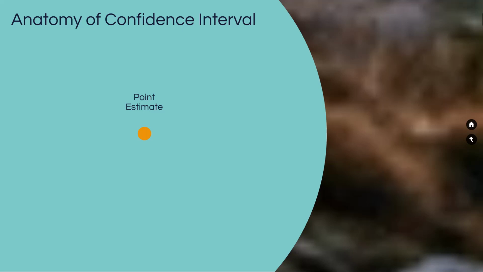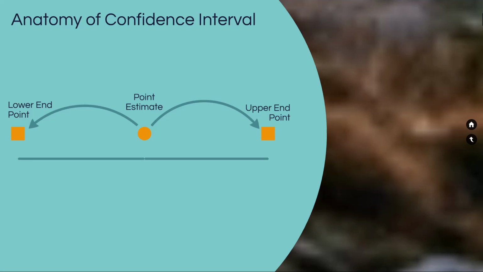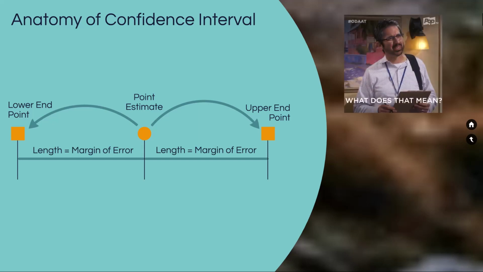So what we do is we compute two numbers, one larger and one smaller than our point estimate, to form the upper and lower endpoints of our interval. The distance that each of those points is away from the point estimate is called the margin of error. Well, what's the margin of error? We'll come back to that in a second. But for now, just remember that each endpoint is a margin of error distance away from the point estimate.